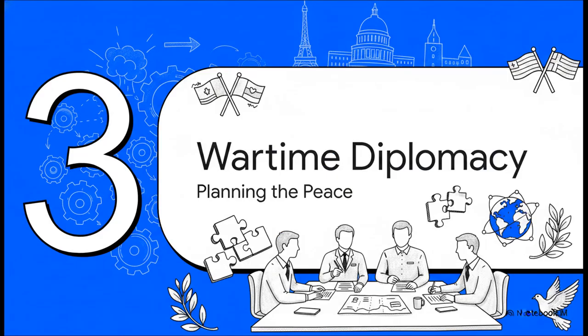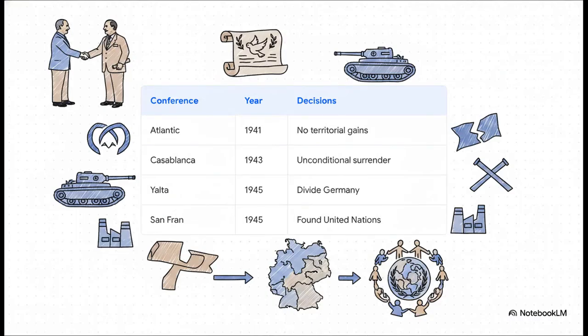Moving right along to Part 3, wartime diplomacy. Behind closed doors, while the battles were raging, the diplomatic strategy underwent a wildly fascinating evolution. Back in 1941, with the Atlantic Charter, Roosevelt and Churchill were laying out some highly idealistic peace aims. Things like no territorial gains and the right of people to choose their own governments. But as the brutal reality of the war set in, you can see the tone dramatically shift.